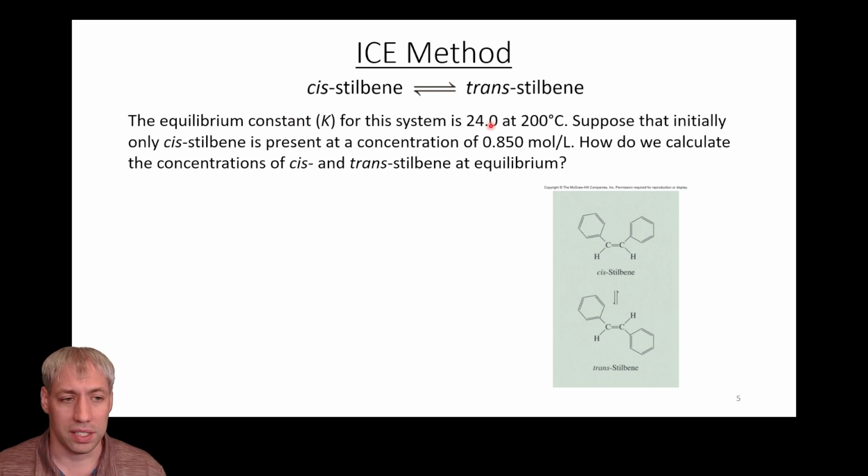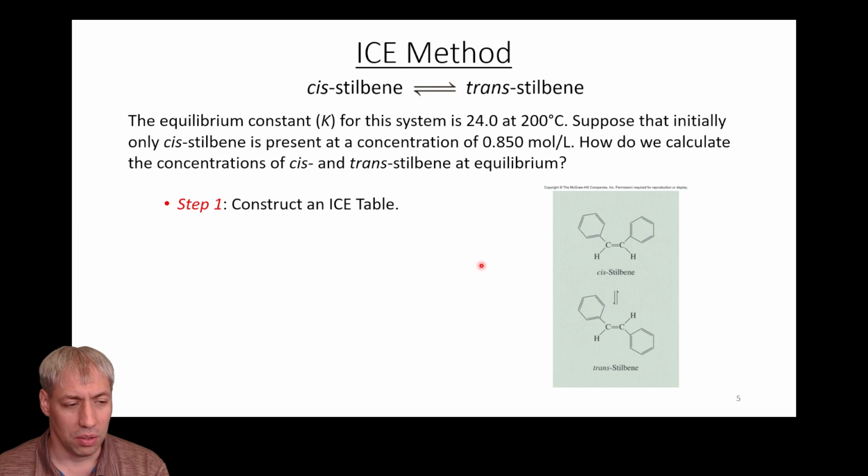That number already tells us something. It tells us the reaction favors this side 24 times more than it does the other. It really wants products rather than reactants, because K is greater than 1. But let's suppose we initially only start with cis-stilbene at a concentration of 0.85 moles per liter. So we have a starting condition where we're starting with just this, and we know at equilibrium it'll favor this. How do we calculate the concentration at equilibrium? We know where we started, and we have to figure out where we're going to go.